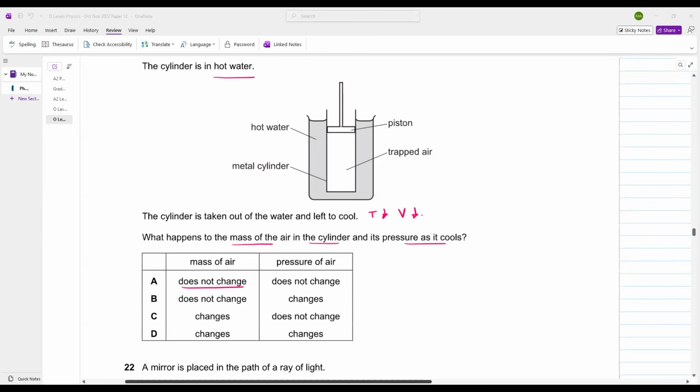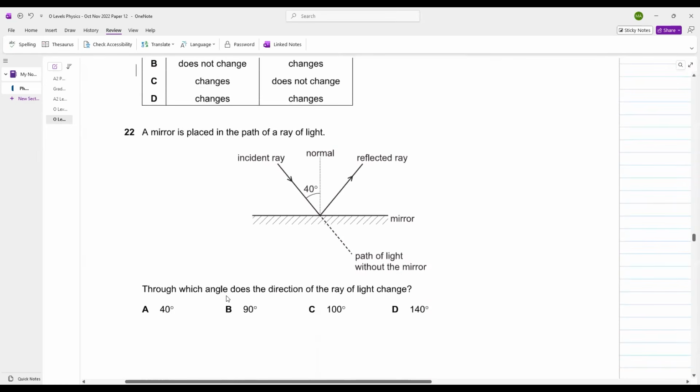Also, can you realize बेटा कि यहाँ पे आपका pressure already constant था, so the pressure of the air does not change as well. A is your answer. 21 का answer is A. Let's further move ahead. अच्छा जी, ये भी हमने अभी try किया था.